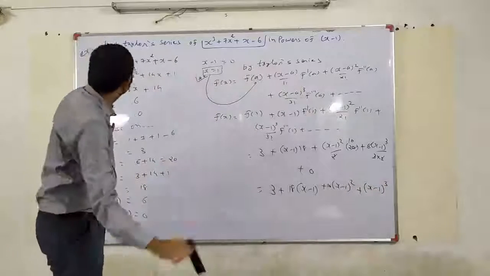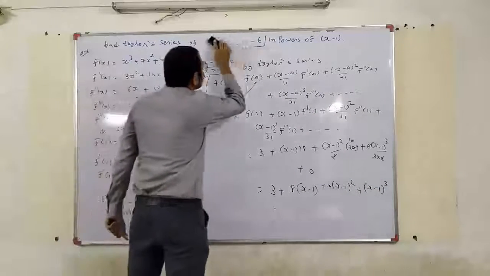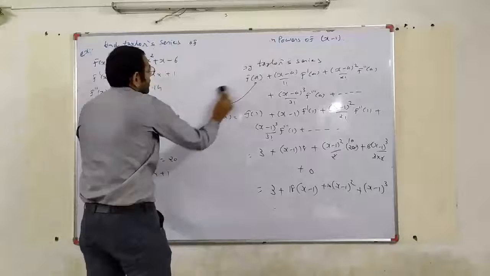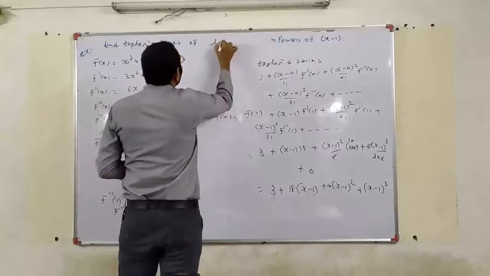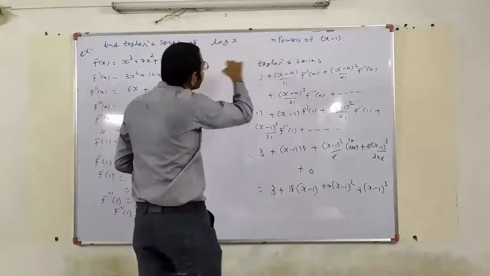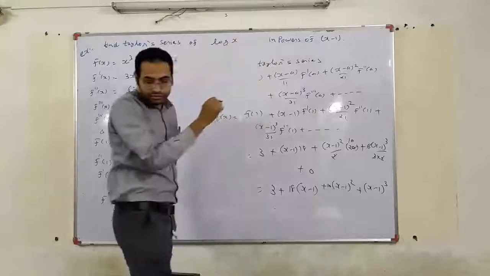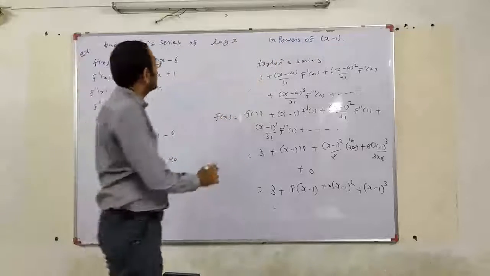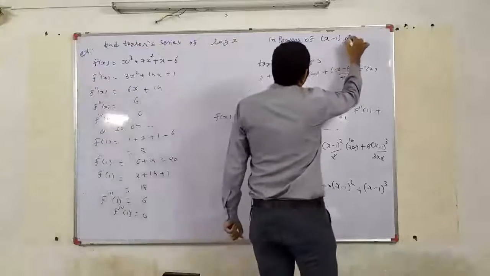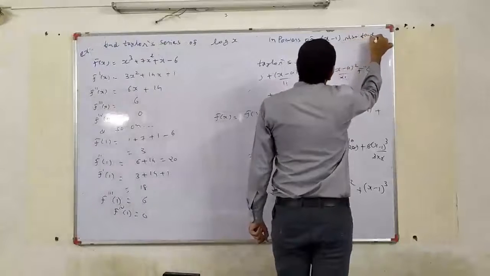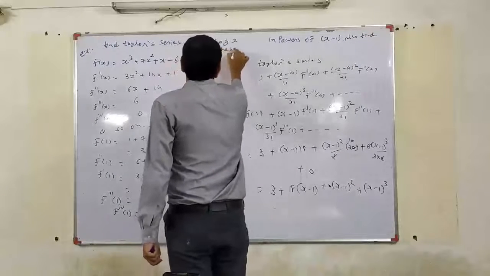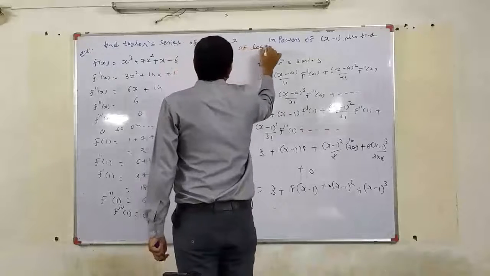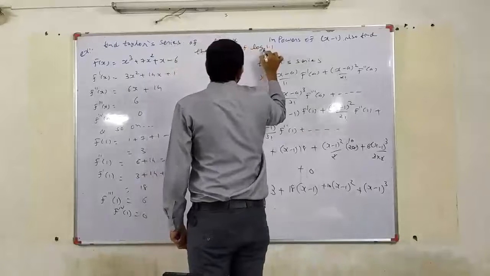Next example is: find the Taylor series of log x in powers of x minus 1. Also find the value of log 1.1, here base e.